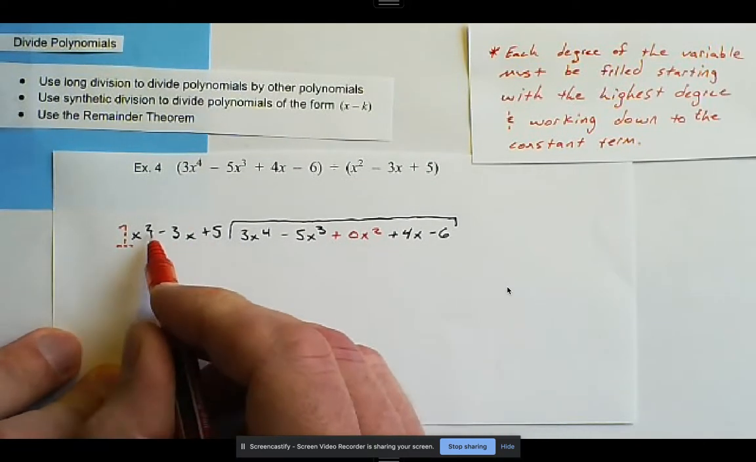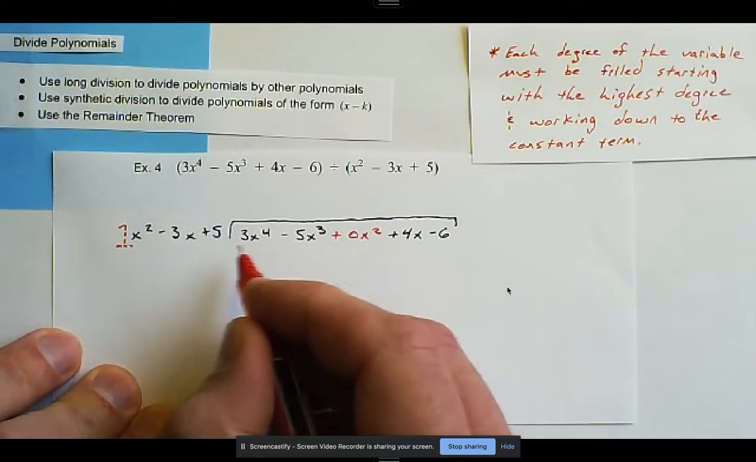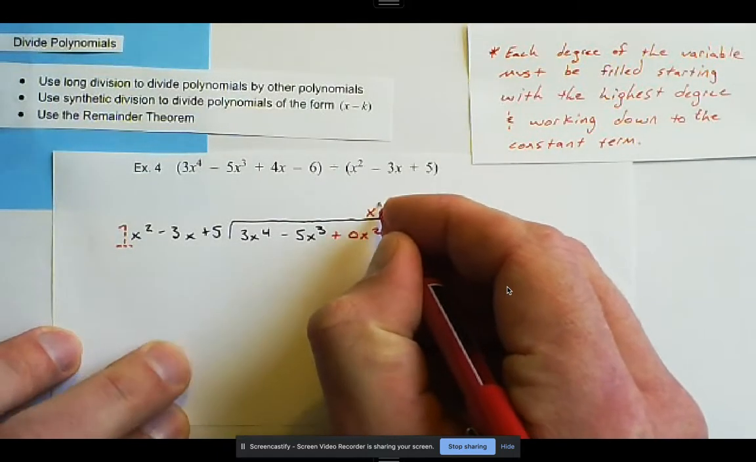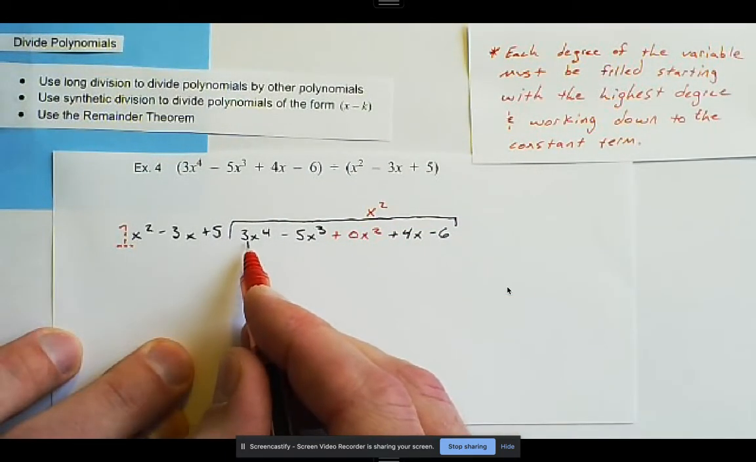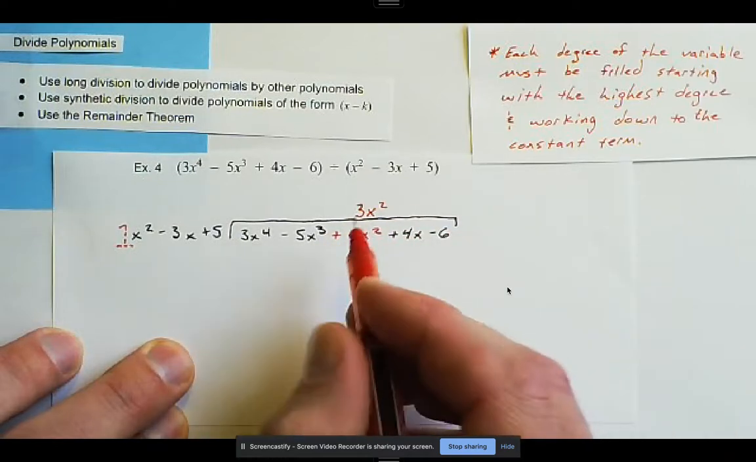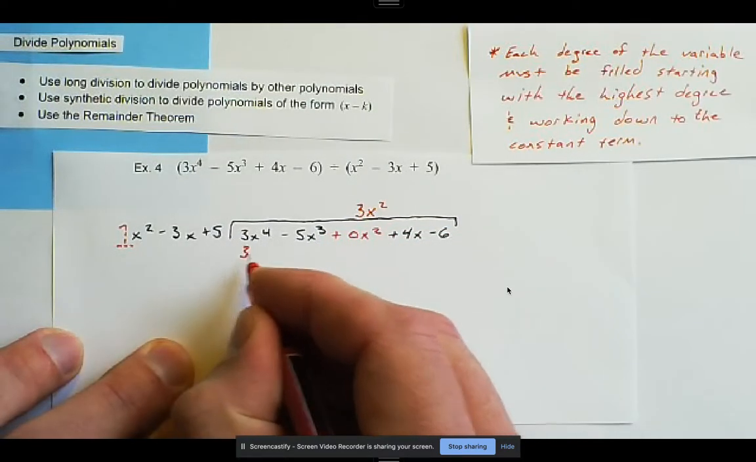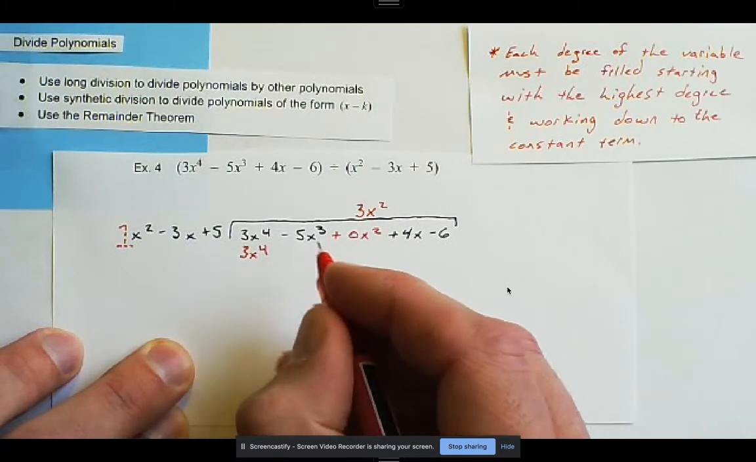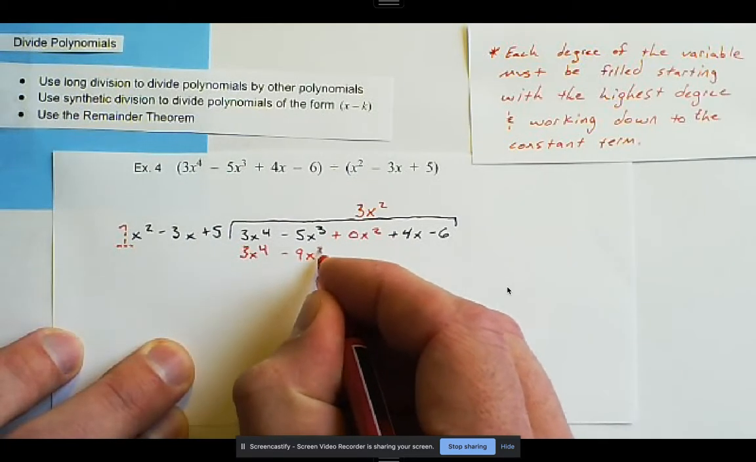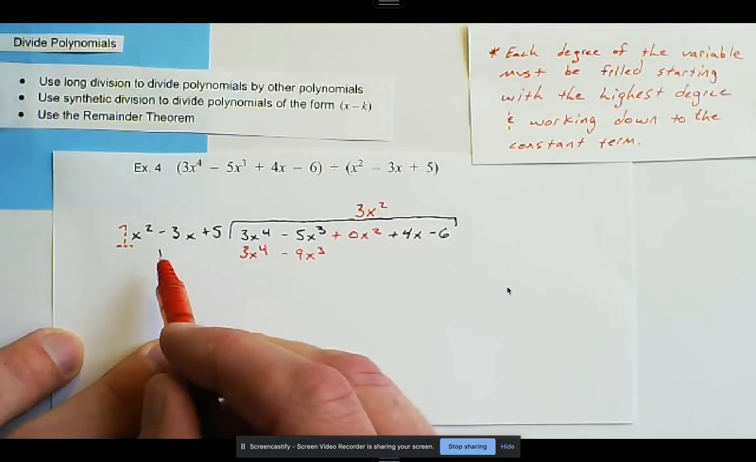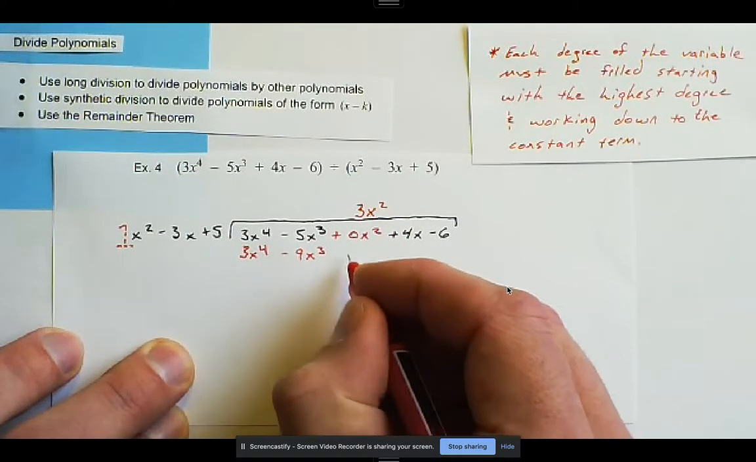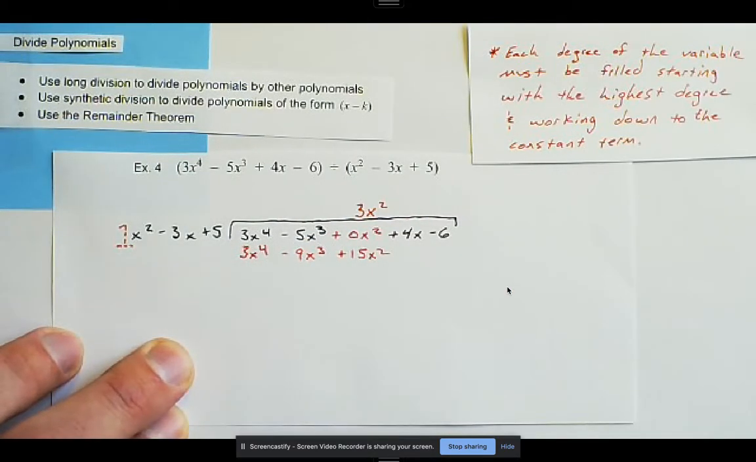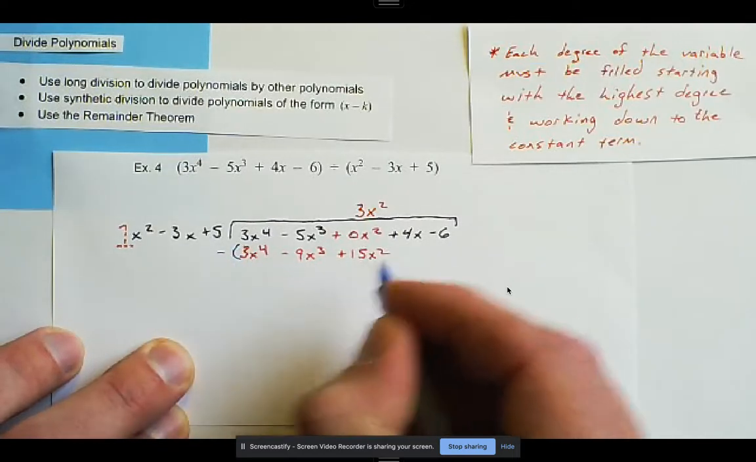So we have an x squared and we have an x to the fourth. So we need to get an additional x squared. So x squared, and then we need to make the lead coefficient be the same. So 3x squared times x squared becomes 3x to the fourth. 3x squared times negative 3x is negative 9x cubed. And 3x squared times 5 is 15x squared.